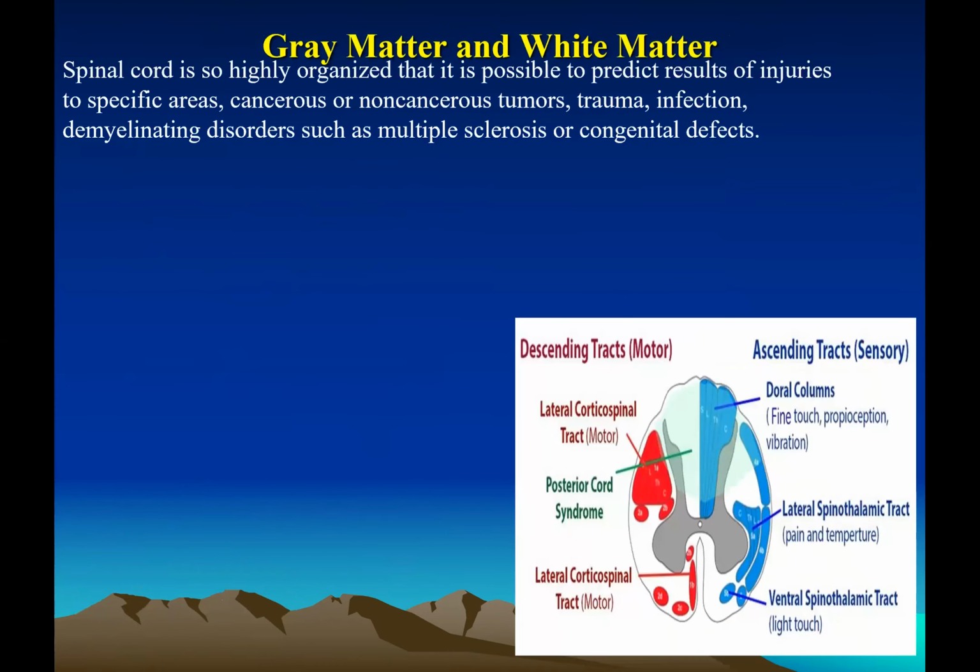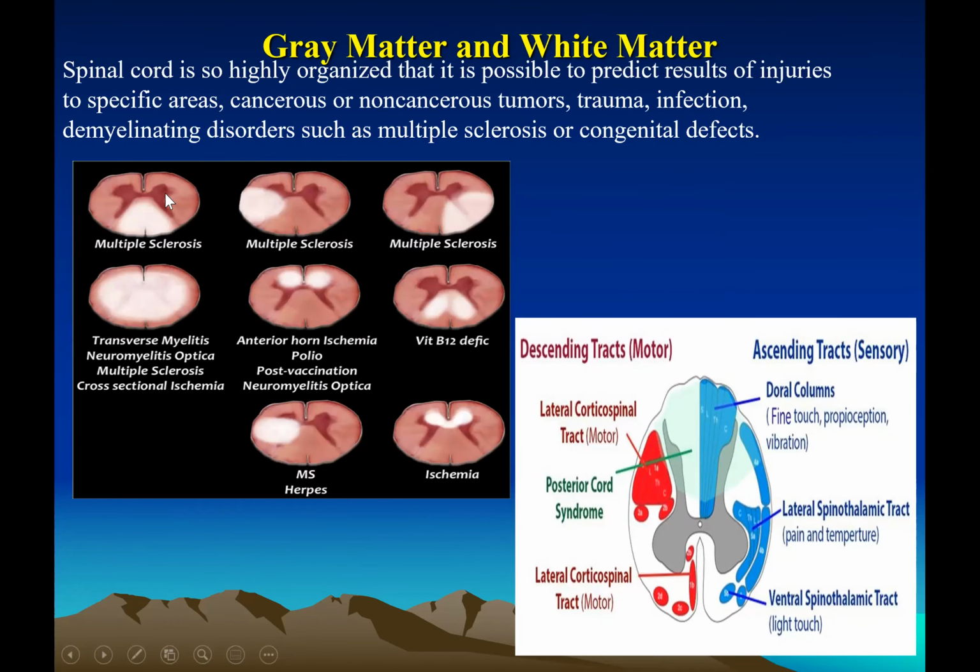A little bit more about the gray matter and the white matter. This is called spinal cord mapping. The spinal cord and the brain are very highly organized, so it's very easy to predict the symptoms when an injury happens. If the lateral spinothalamic tract is injured, maybe there is a tumor or a cancer or a trauma, or there was an accident and the patient got severed there, then the outcome would be that the pain and temperature receptors are affected. The dorsal column is responsible for fine touch, proprioception, perception of vibration, and so forth.